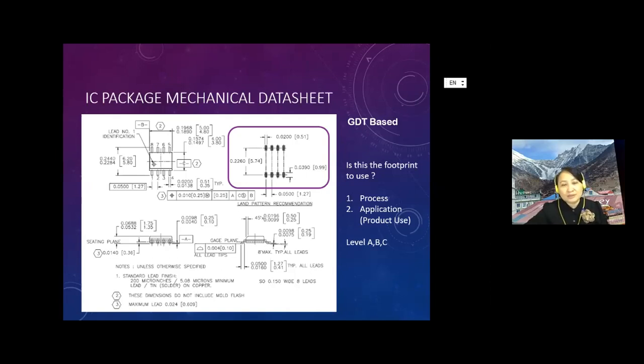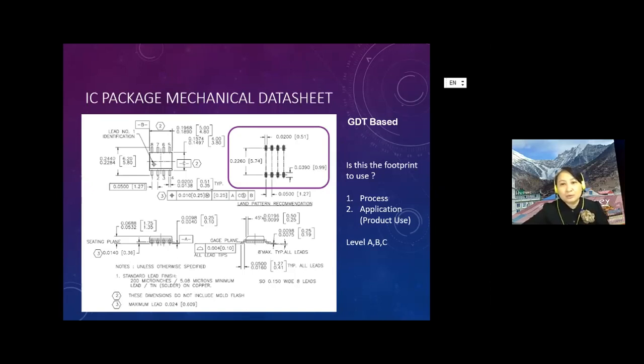Because for a single package, you can get many different land patterns based on the manufacturers. So we're going to tell you that this land pattern or footprint, we call it, you can call it a footprint, but in the IPC standards, we call it a land pattern.